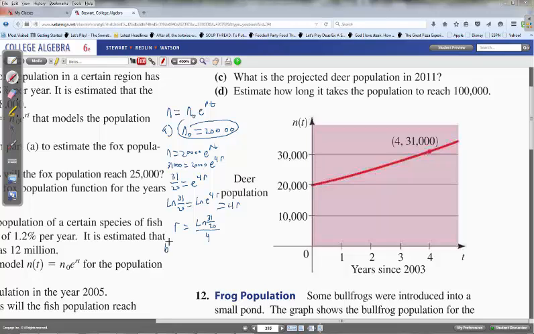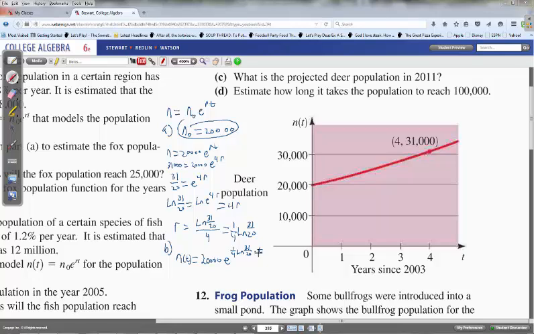Part B, find an exponential growth formula. Now we know r, so part B would be N of t equals 20,000 e to the ln of 31 over 20, over 4. So I'll say that's 1/4 ln of 31 over 20, just for ease. So N of t equals 20,000 e to the 1/4 ln of 31 over 20 times t.